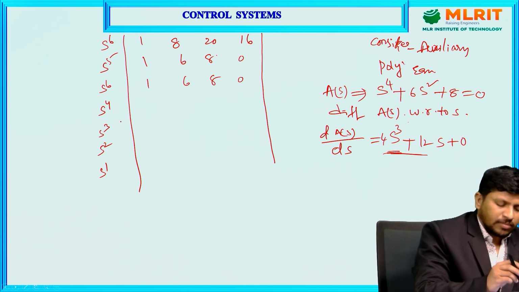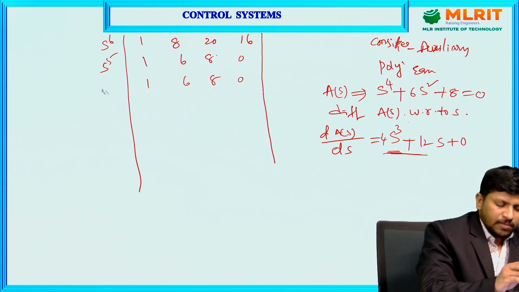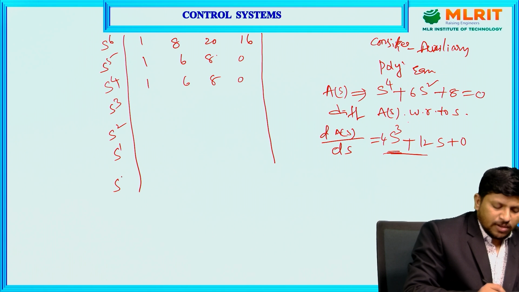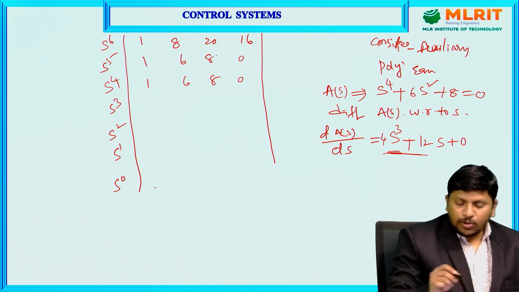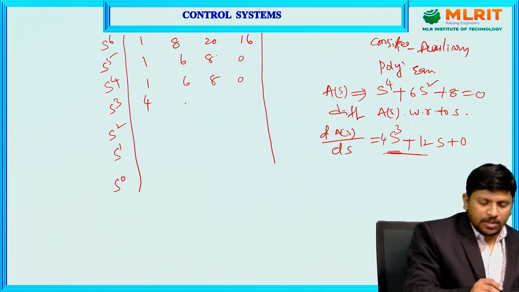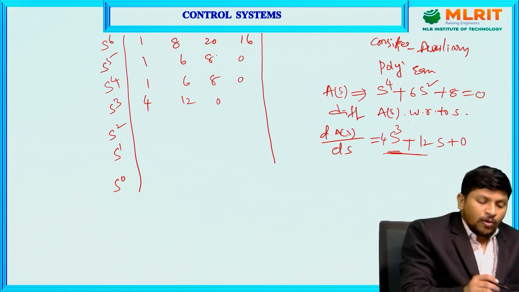Sorry, the rows are S power of 4, S cube, S square, S power of 1, S power of 0. The S cube row coefficients are: first element 4, next coefficient 12, next is 0.